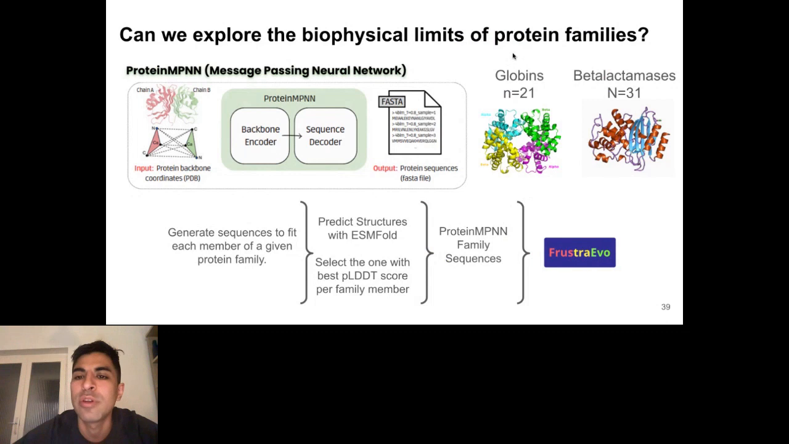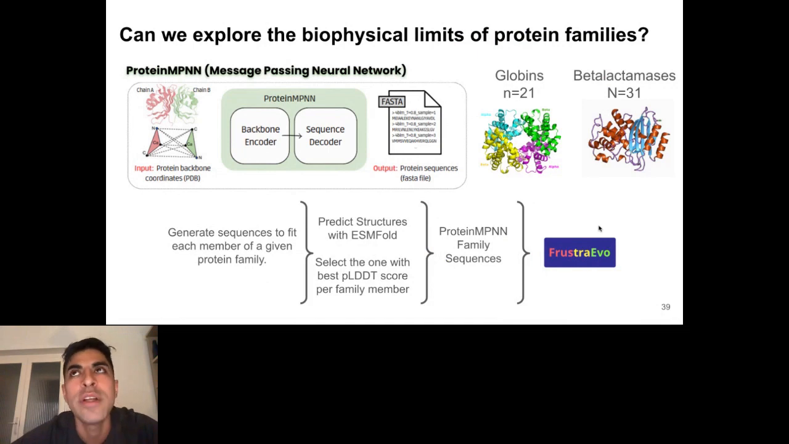Yeah. So we did this with globins and with beta-lactamases. So we generated a lot of sequences with this algorithm that, in theory, will fold in this specific structure. We predict the structures of these artificial sequences with ESMFold. We also did it with AlphaFold. And we select the one that maximizes the pLDDT score, which is the one that has the best quality. And then we analyze, we make families, right? We make families of these artificial sequences, and then we do our frustration analysis.